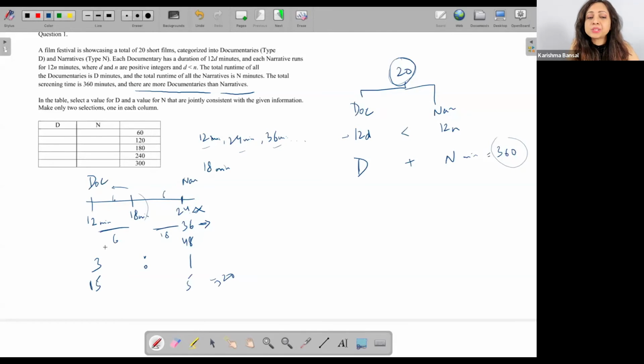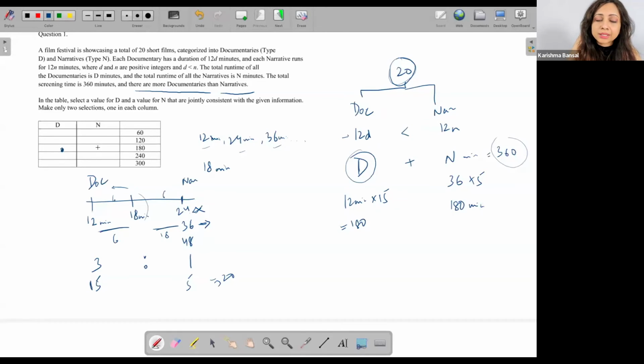All right, if that happens, then what is the capital D, the total duration of all the documentaries? That is 12 minutes into 15. 15 is the total number of documentaries. This gives me 180. And N here, my duration 36, and the total number of movies here is 5. So again, my duration is 180 minutes. And yes, it does add up to 360. So everything works out, right? So my answer over here is going to be, I will select 180 for both of them. So for example, 36, I got the answer.